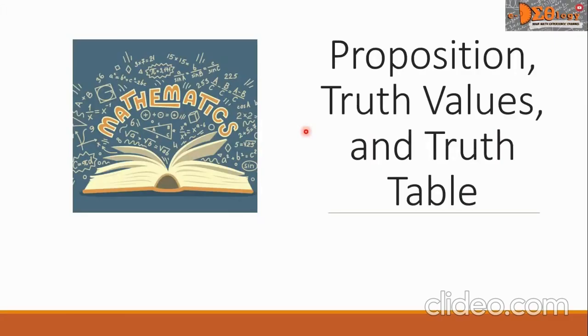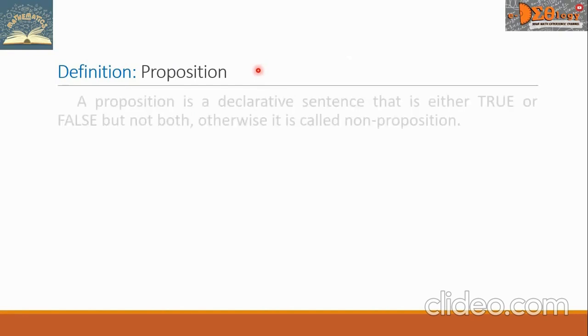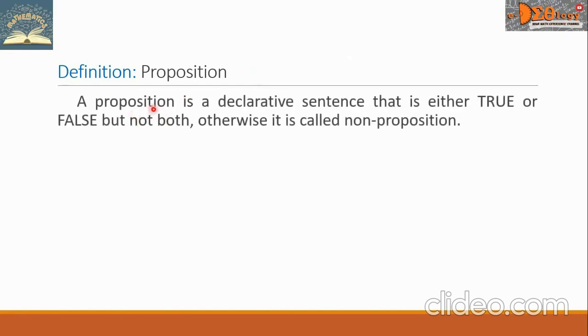Hi everyone. Today we're going to study proposition, truth values, and truth table. Let's begin with the definition of proposition. A proposition is a declarative sentence that is either true or false, but not both. Otherwise, it is called non-proposition.